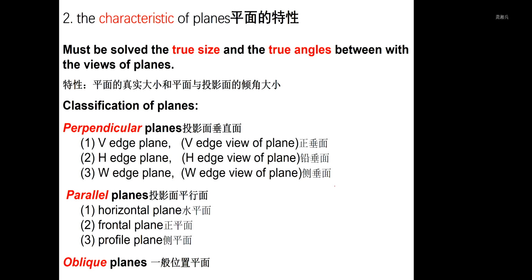So it's the same with the line. We both have the perpendicular plane. Remember the names here. Sometimes you should face the same question as with the line: what kind of plane should you write? We call it the VH plane.